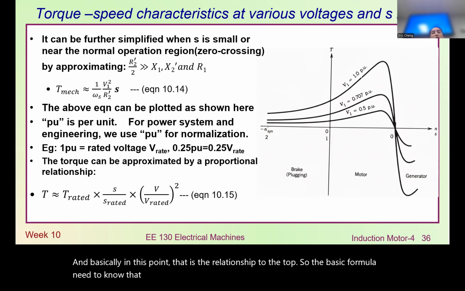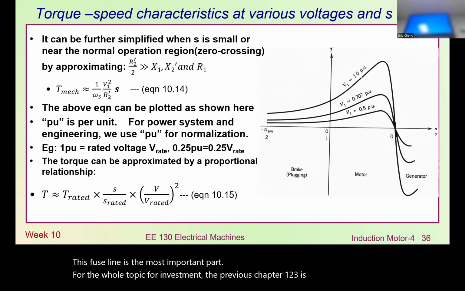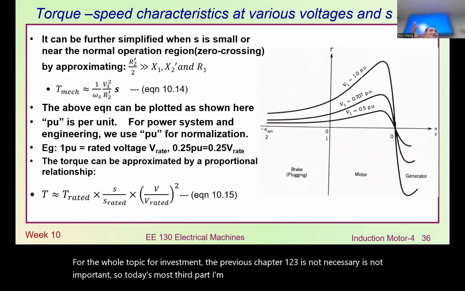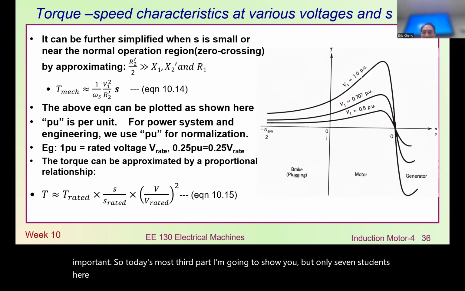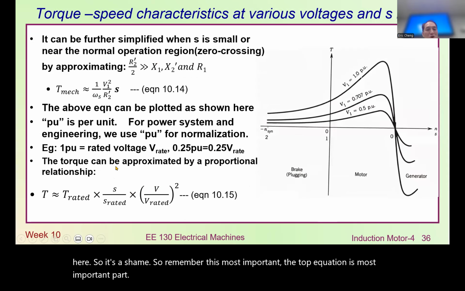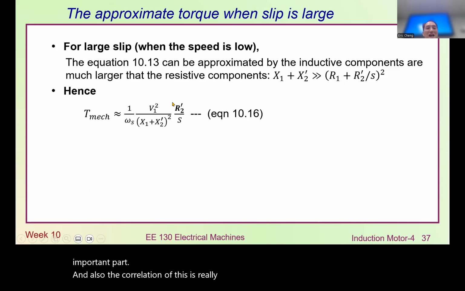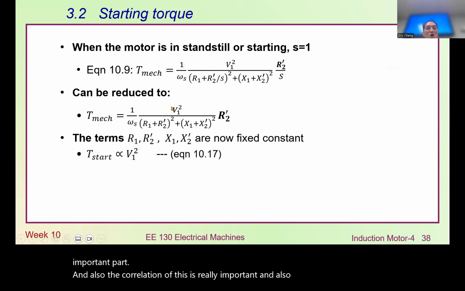This few lines are the most important part of the whole topic of induction motors. The previous chapters 1, 2, 3 are not as important. Today's most important part I'm going to show you, but only 7 students are here. So this is a shame. So remember, this is most important. The torque equation is the most important part, and also the correlation of this is really important, and the starting torque is also important. You need to know all this basic information for induction motors.